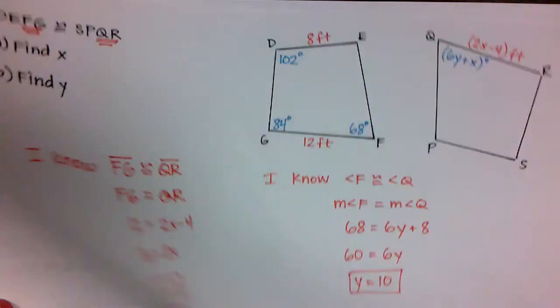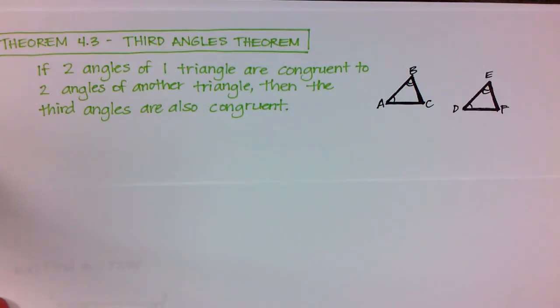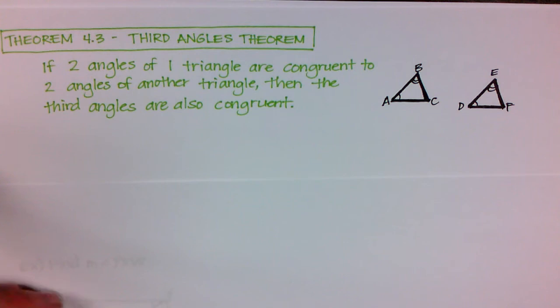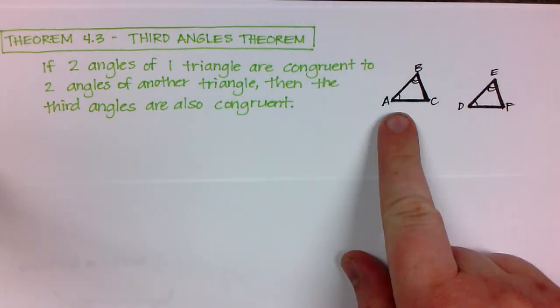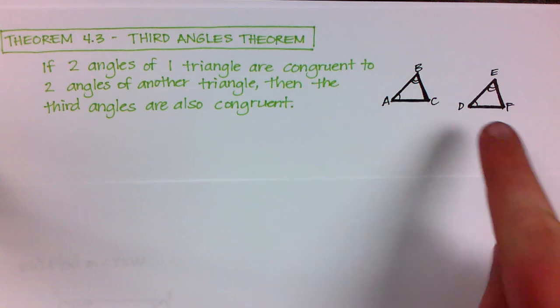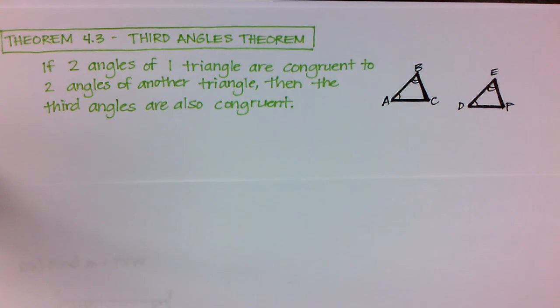All right, let's move on. We have a theorem right here. It's theorem 4.3, and it's called the third angles theorem. Okay, let's read it. It says if two angles of one triangle are congruent to two angles of another triangle, then the third angles are also congruent.